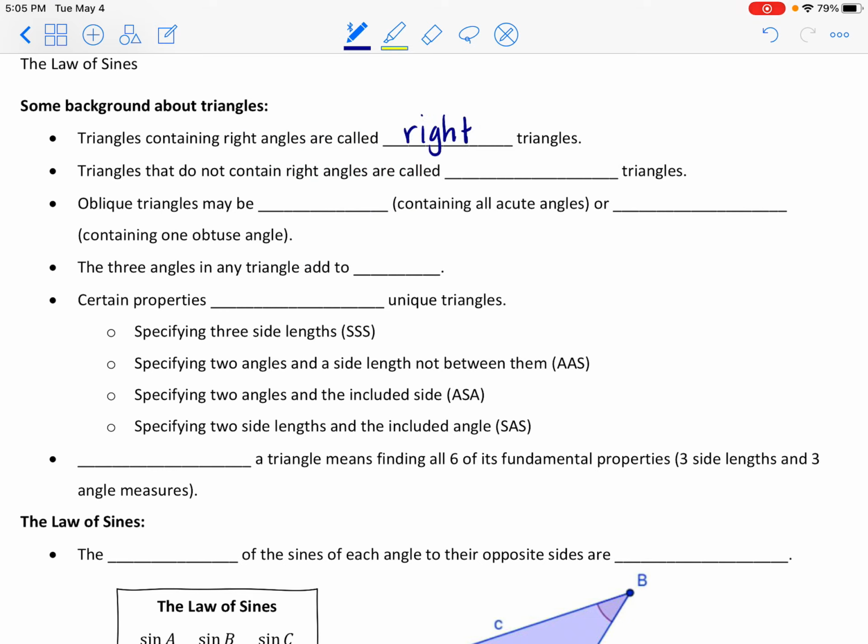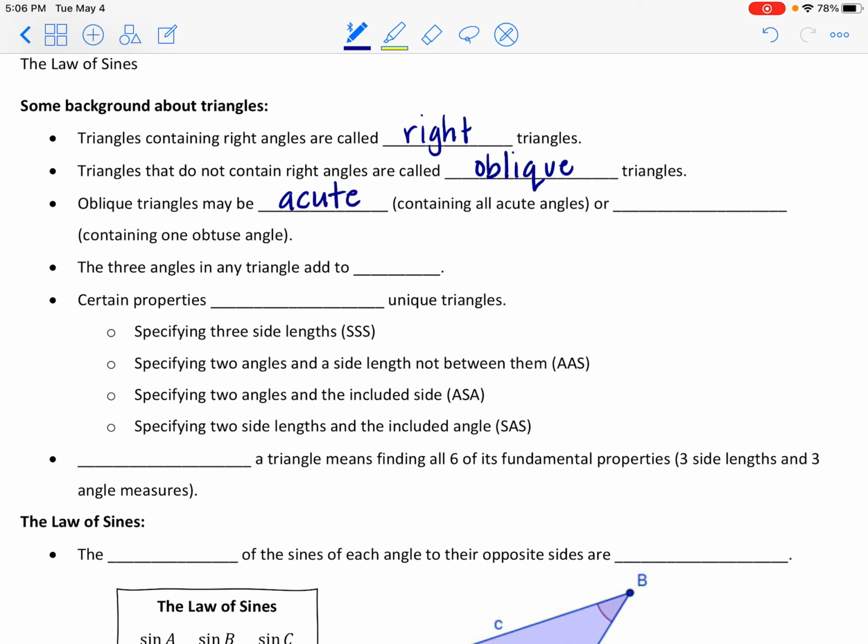Now I want to go through a little bit of background on some other types of triangles before I show you how we can use what we call the law of sines to also find missing sides and angles. If a triangle has a right angle, we call it a right triangle. If a triangle does not contain a right angle, it's called an oblique triangle. It's possible that you've never heard that term before because oblique triangles break into two categories that I'm sure we've heard before. An oblique triangle may be what we call an acute triangle.